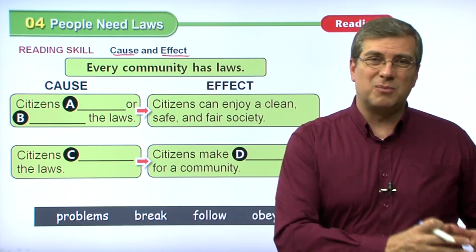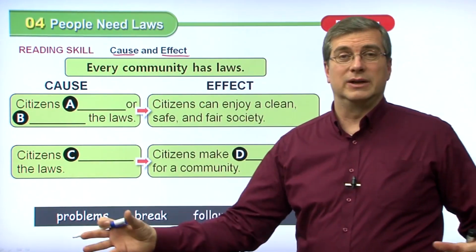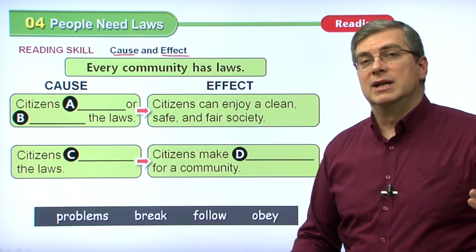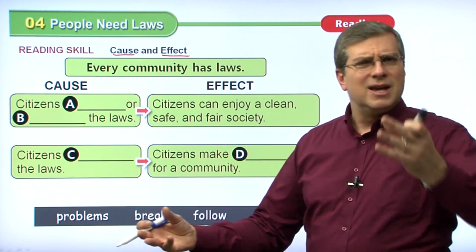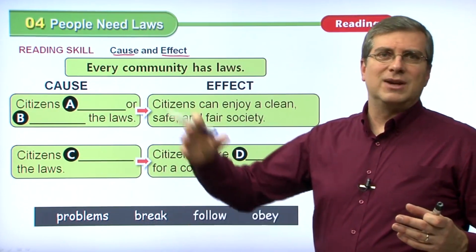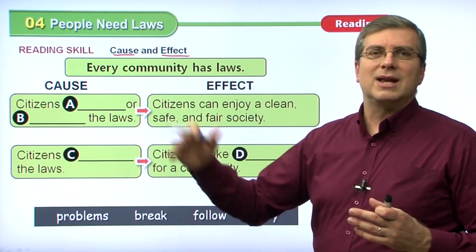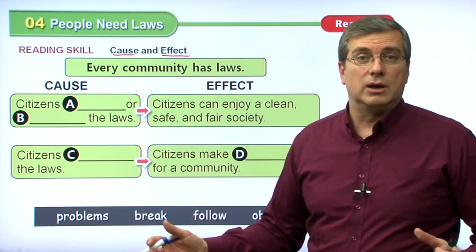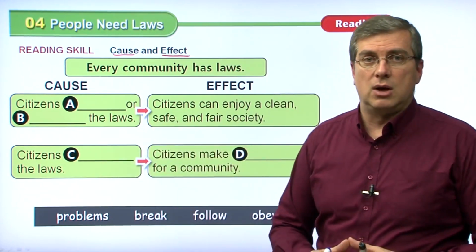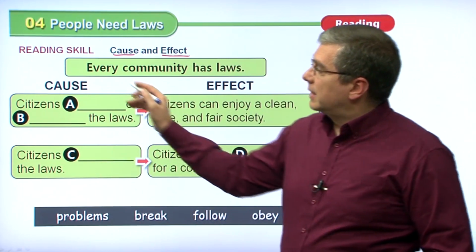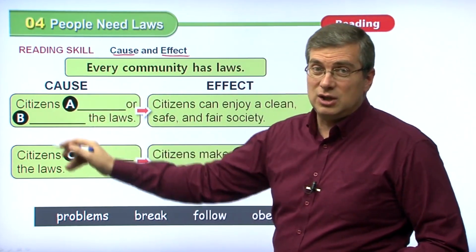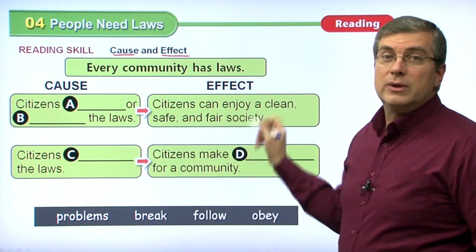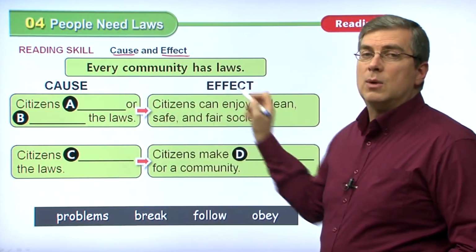Every community, from small communities to large communities, from modern communities to like traditional communities. Think about natives who are living in a jungle, like they're living like people lived 1,000 years ago. They still have laws, right? All communities have laws. So what we're doing here is we're taking a look at the cause, the condition, and we're looking at the result or the effect. What is the cause and what is the effect?